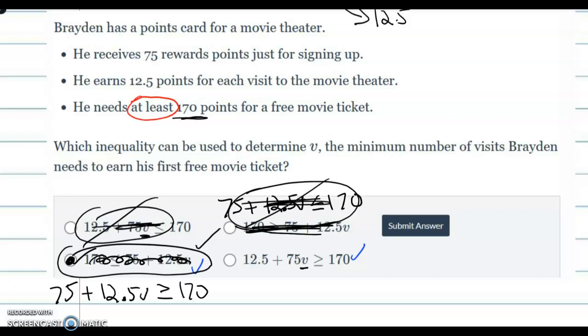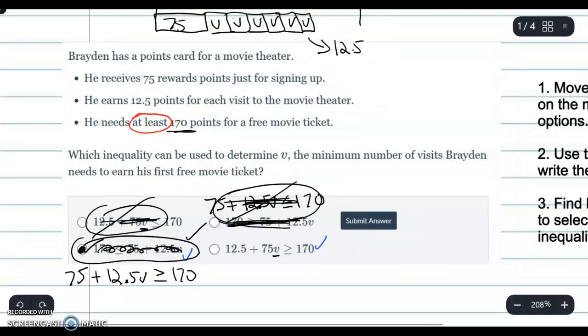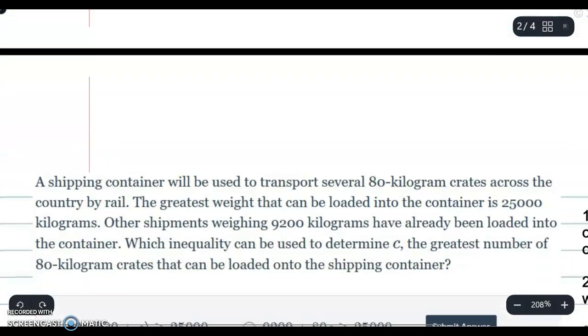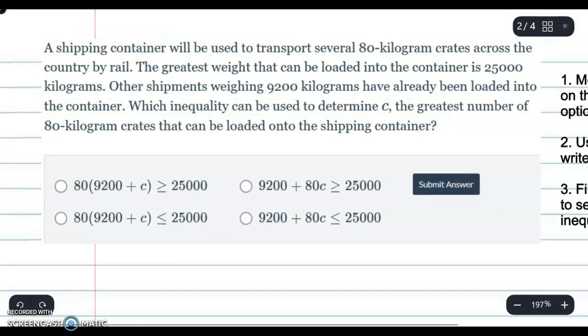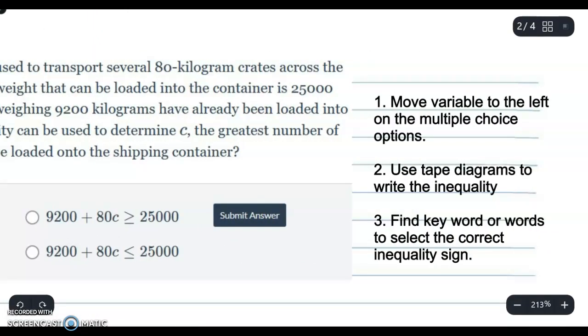Alright. So let's take a look at another one. I'm going to pause the video, or you could pause the video here and see if you can solve this one on your own. But don't forget the steps. We want to move the variable to the left on the multiple choice options. Use a tape diagram to write the inequality. Find the keywords or words to select the correct inequality.